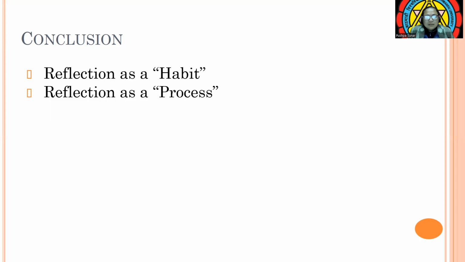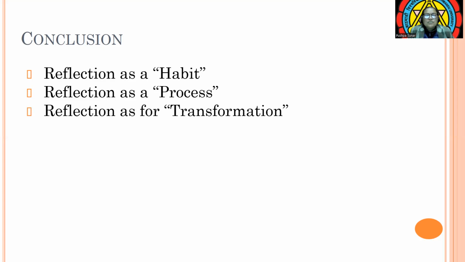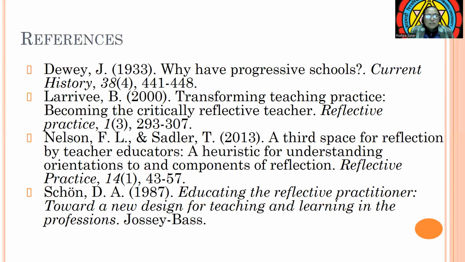reflection can be done after the work is done, or maybe while doing the same work. So it has to be a process. It has to be a way of doing and knowing as well. Likewise, reflection as transformation. This is one of the major components. Until and unless we reflect on our own practice, we cannot transform our practice. We need to transform our practice as well. So here we conclude by saying this. These are our references. Thank you so much.